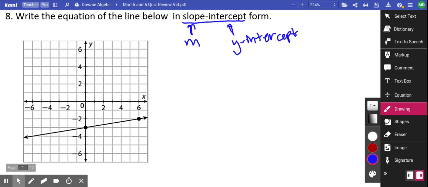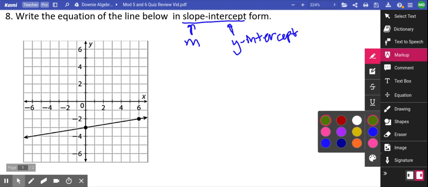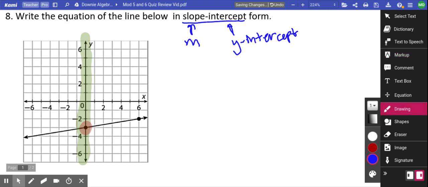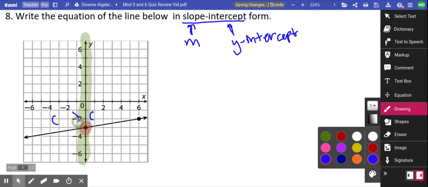Remember that your y-intercept lies along our y-axis. So if I look along my y-axis, well, I see 1 point on my y-axis. I'm going to label that point. What is that point? What's its name? Let's label it over here.